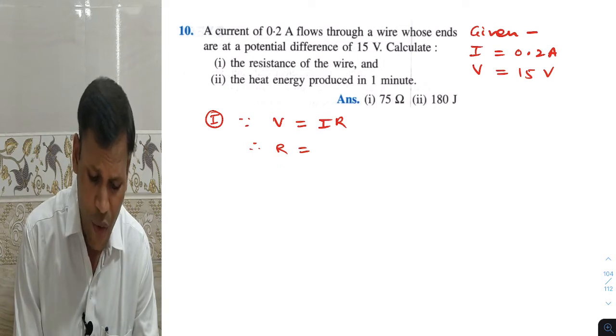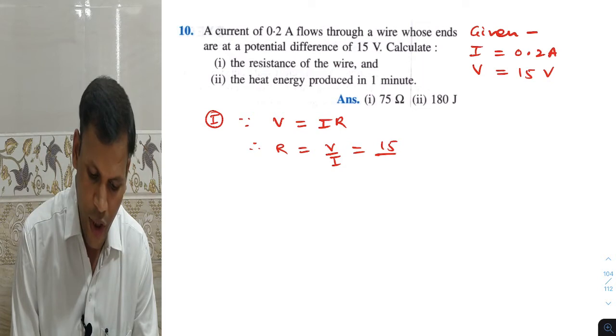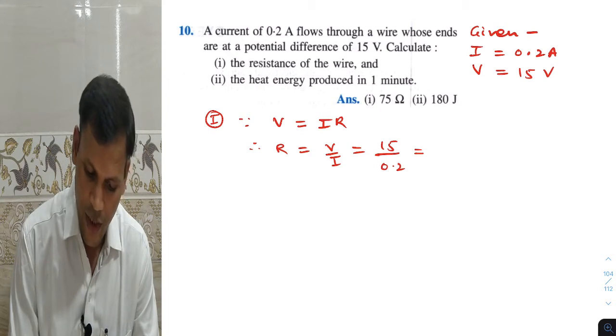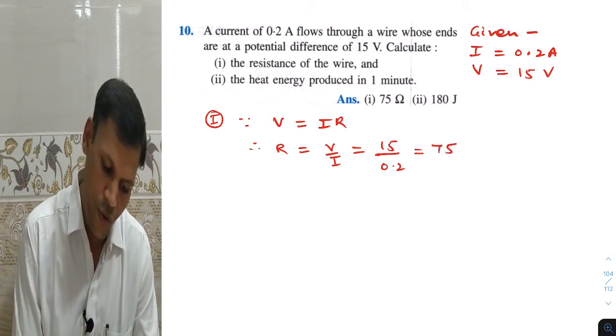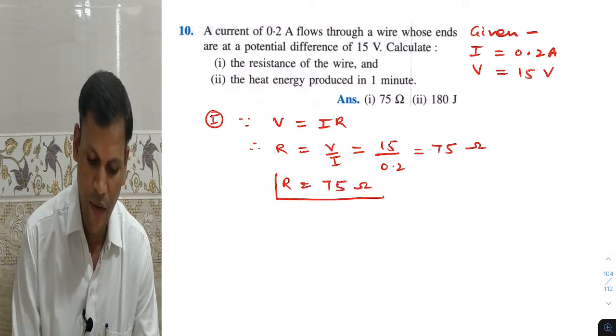So R is equal to V by I. V we have 15 by 0.2, so it will be 7.5 and into 10, so it will be 75 ohm. So we get R is equal to 75 ohm. This is the answer of the first part.